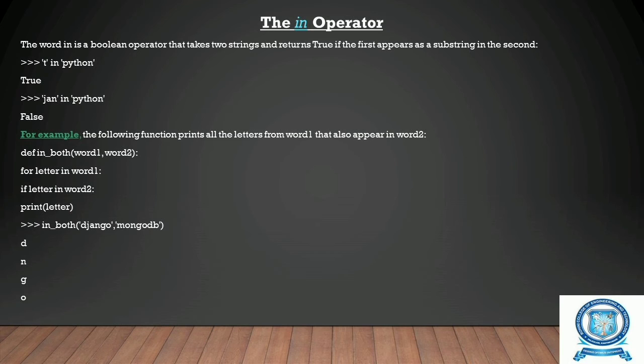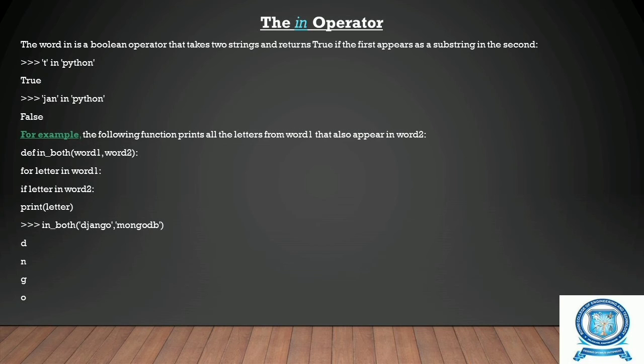Now, let us see about the in operator. The word in is a boolean operator that takes 2 strings and returns true if the first appears as a substring in the second. Consider the example 't' in 'Python'. T is present in the string Python, so it returns true. Consider 'Jan' in 'Python'. Jan is not in the string Python, so it returns false.